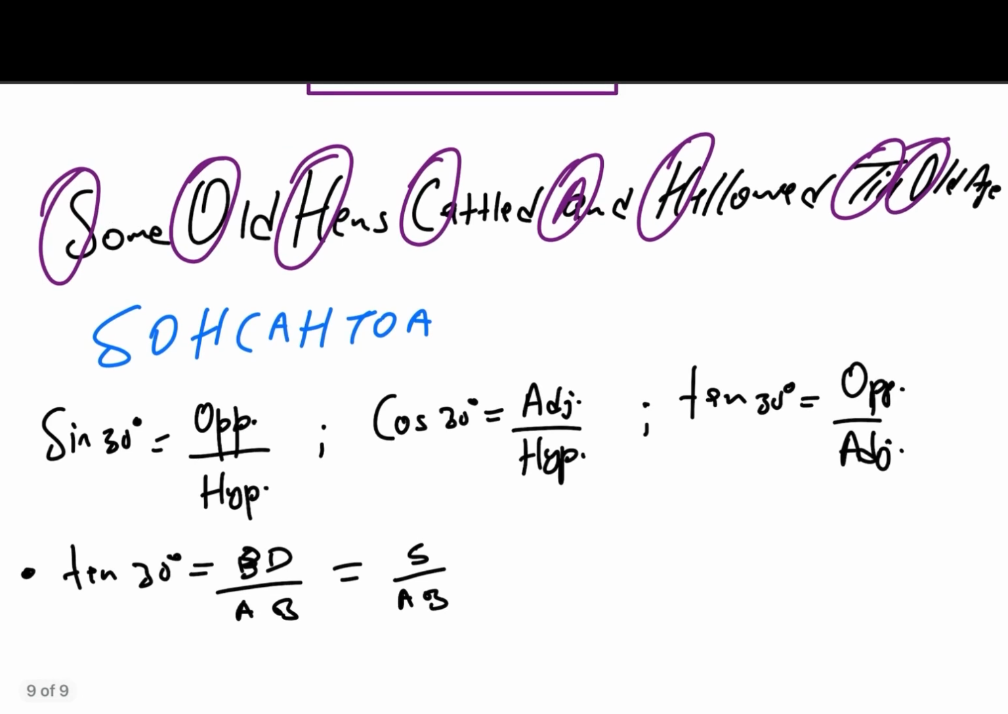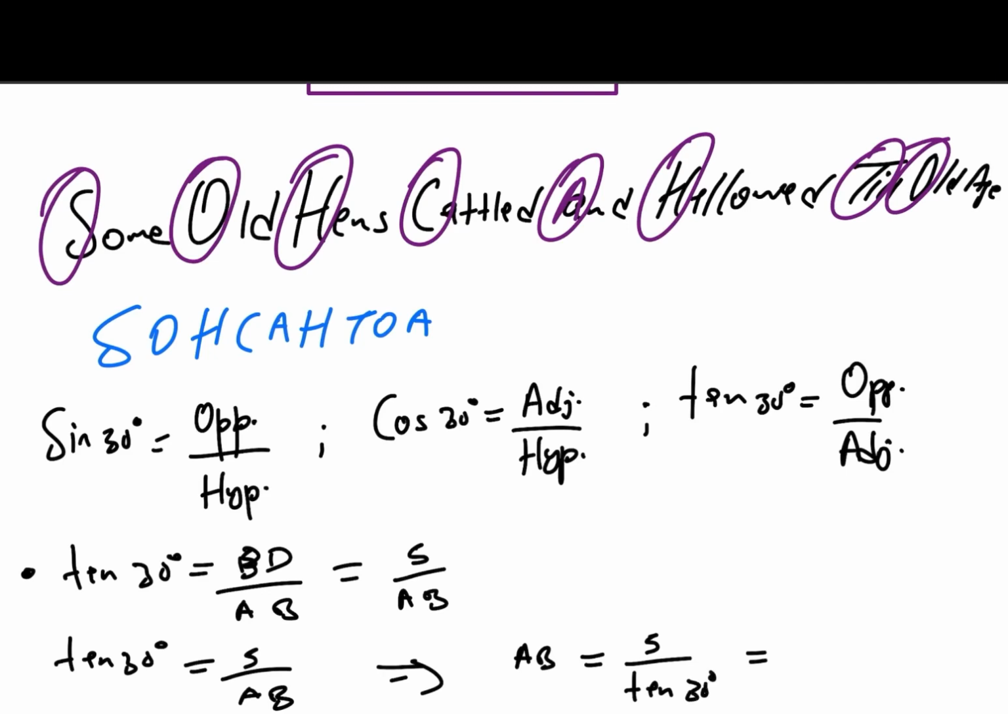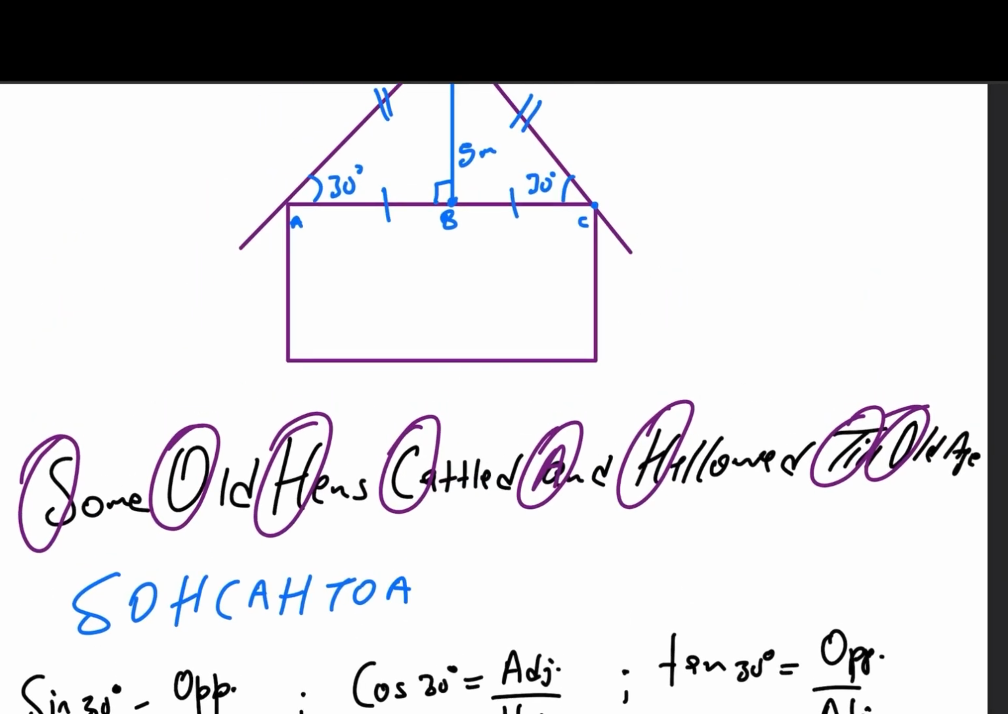And then from here, you can now use your algebra. So you have tan 30 degrees is equal to 5 over AB. And then what you can do is cross multiply. So you're going to have AB is equal to 5 over tan 30 degrees, right? Because you're solving for AB. And then from here, you can take your calculator and punch in 5 over tan 30 degrees. And you should get 5 root 3, which is approximately 8.66 meters. That's basically your AB.